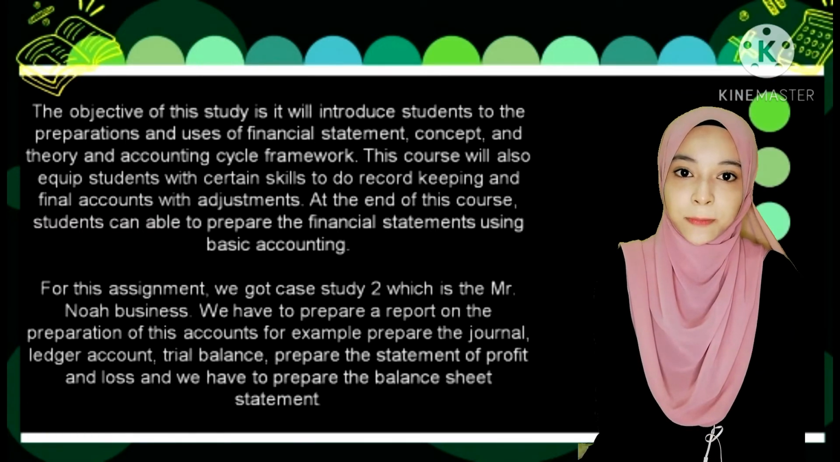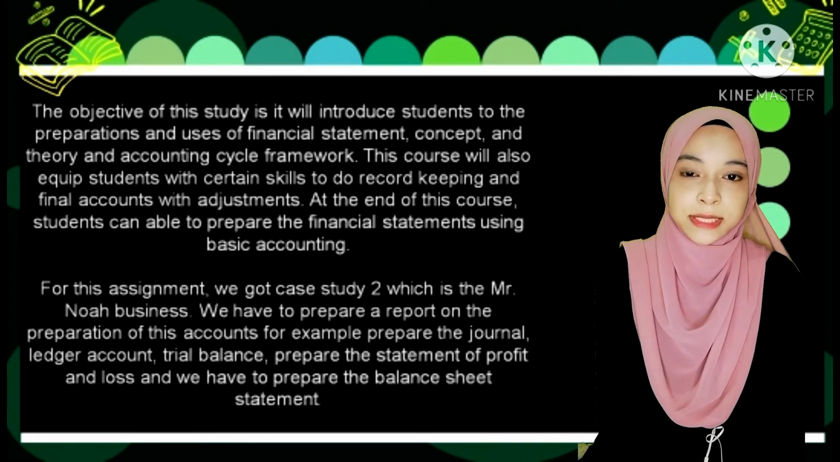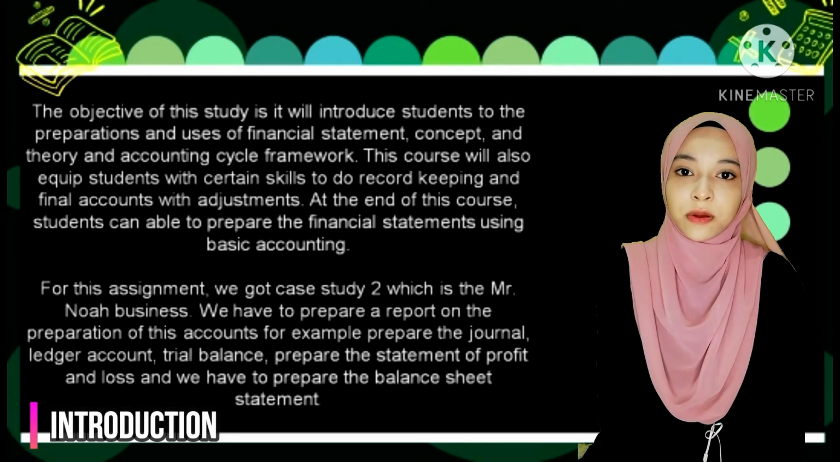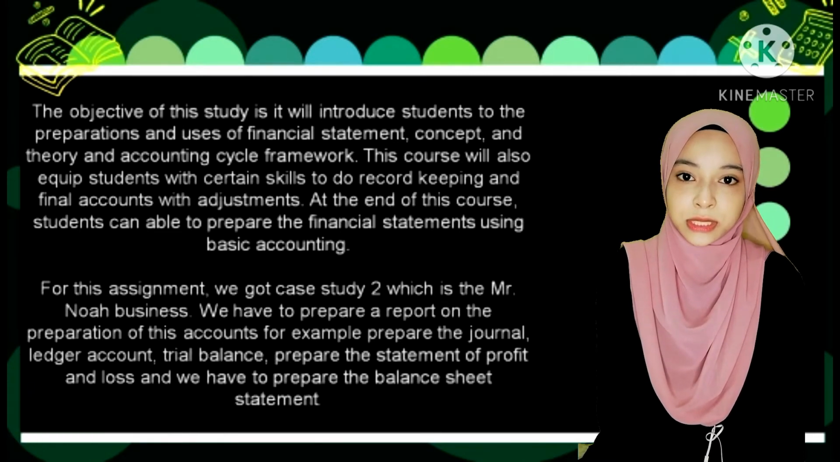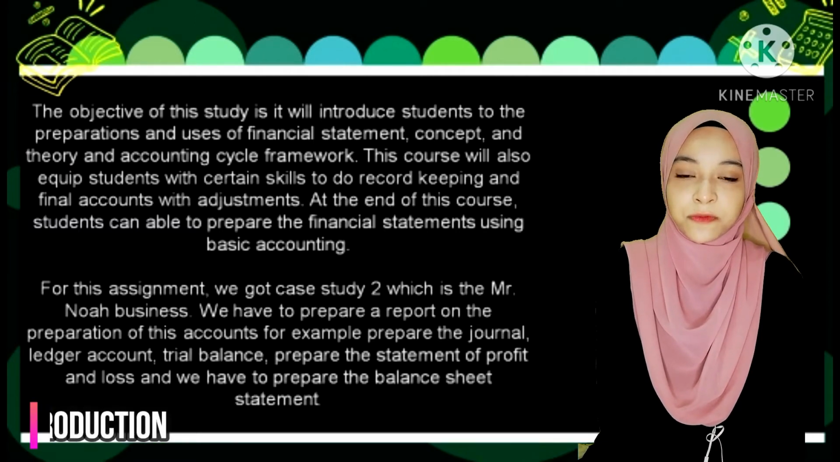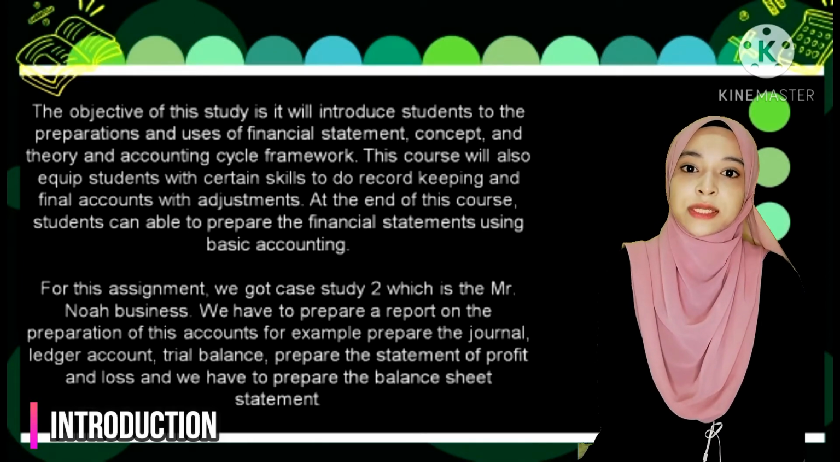For this assignment, we got study 2, which is the miscellaneous business. We have to prepare a report on the preparation of this account. For example, prepare the journal, ledger accounts, trial balance, the statement of profit and loss, and we have to prepare the balance sheet statement.